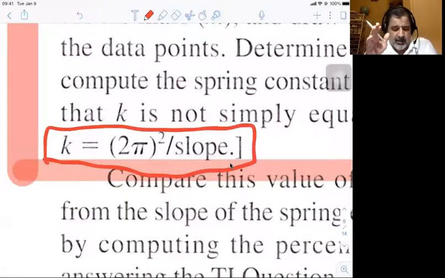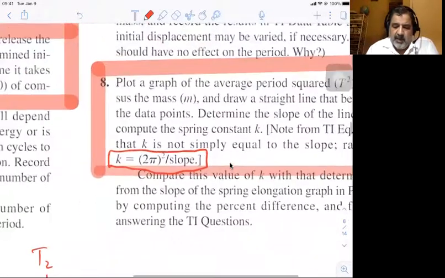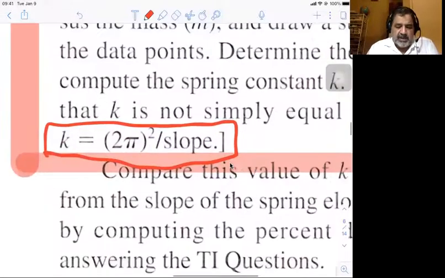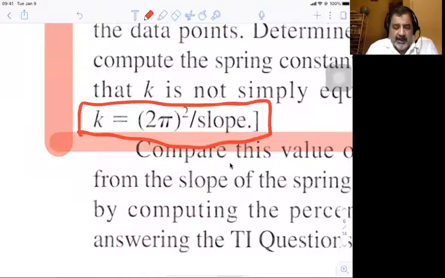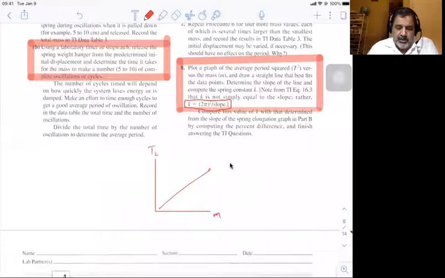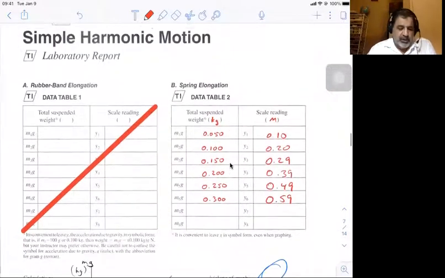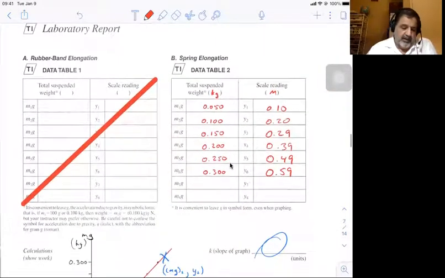I know I'm going to get questions from students. Well, how do you use the slope to find the K? Well, here it is. K is equal to 2 pi squared divided by the slope. Whatever slope you get from plotting T squared versus the mass, you put that slope into this equation and you'll get your K. K is equal to 2 pi squared divided by the slope. So you put T squared on the vertical and mass on the horizontal. And now I don't want anybody reproducing this data. Your data should look different.